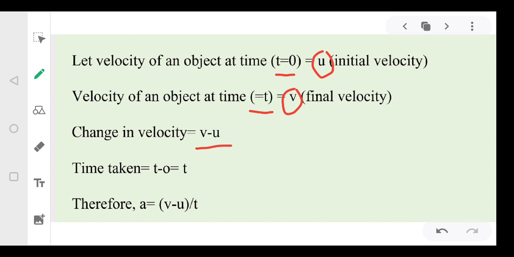So change in velocity will be final velocity minus initial velocity. This is the final velocity and this is the initial velocity. So time taken will be final time, that is t seconds, minus the initial time 0 seconds. So total time taken will be t seconds. Therefore, acceleration will be change in velocity, that is v minus u, divided by time taken. So here is the formula of acceleration. It is (v minus u) by time taken.